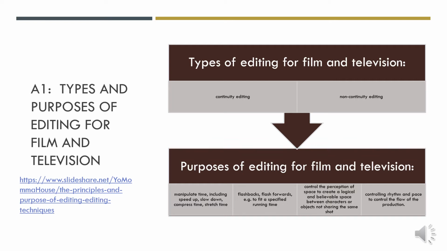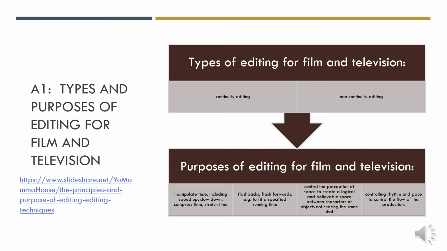Controlling rhythm and pace to control the flow of production. Again, we're looking at the rhythm and pace in terms of, shall we say, a drama whereby there's a car chase and this is all happening, and then suddenly it cuts to the control room of a police station or an area that's controlling the cars, and it's slower. Then it speeds up again as it gets to that car chase. This is about controlling the rhythm of pace, the control and flow of the production.